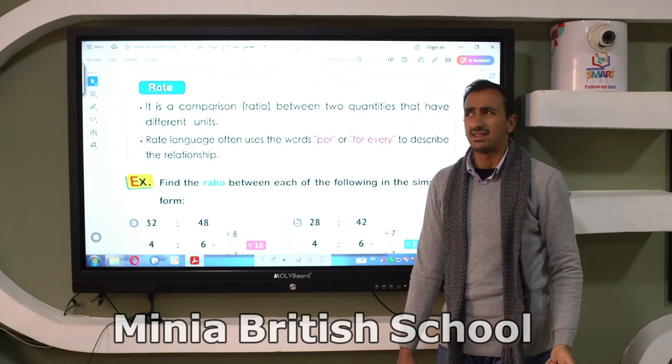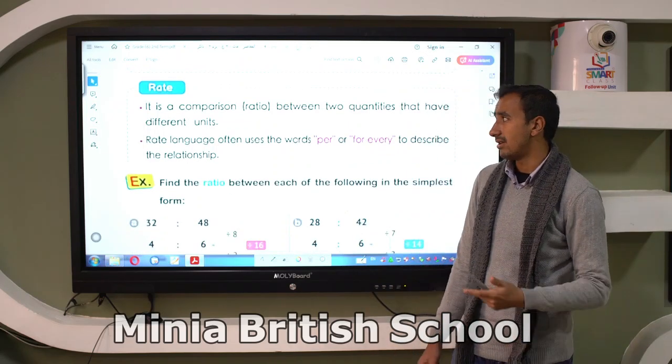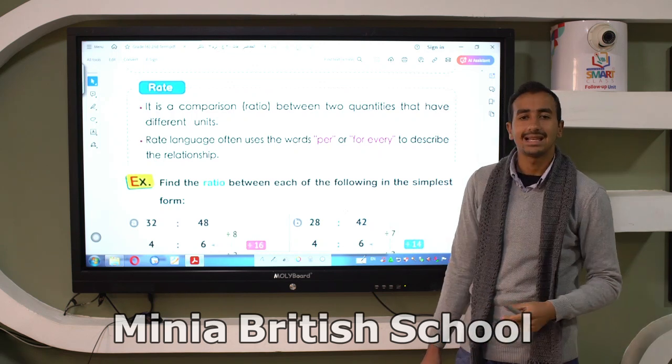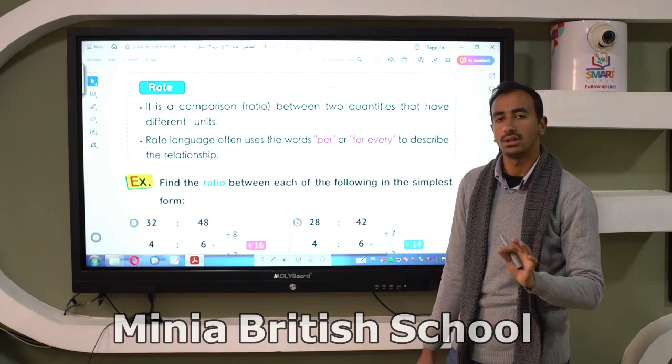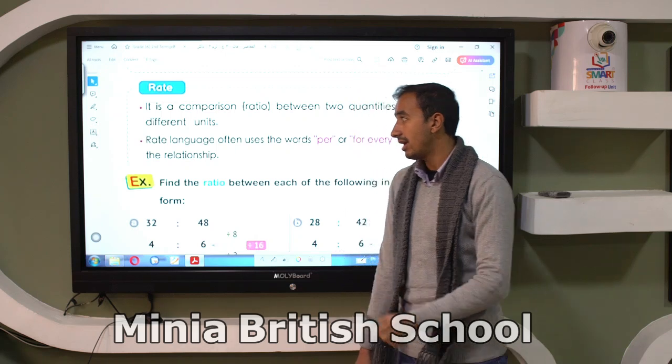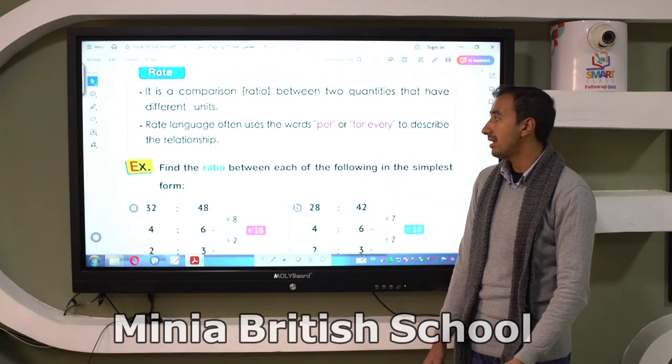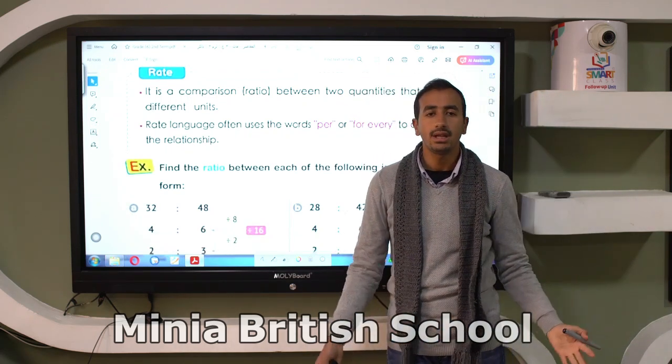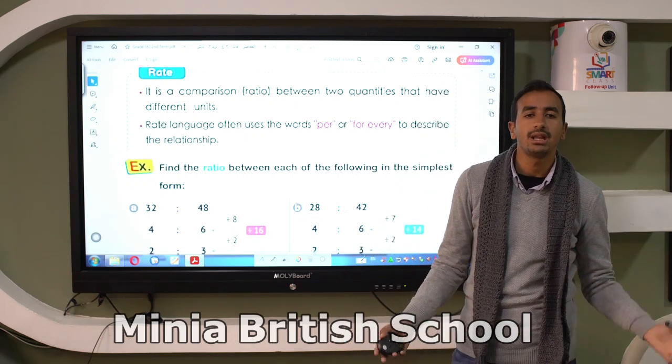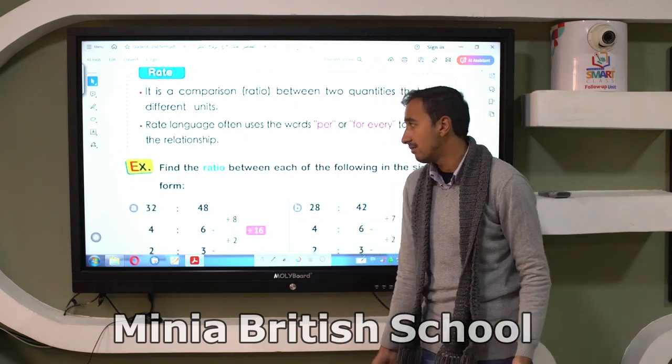What about rate? Rate is comparing two quantities, but they have different units. Rate often uses the words per or for every. We are comparing between two items with different measuring units.